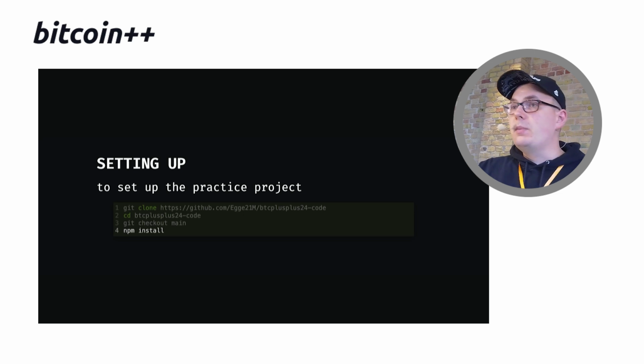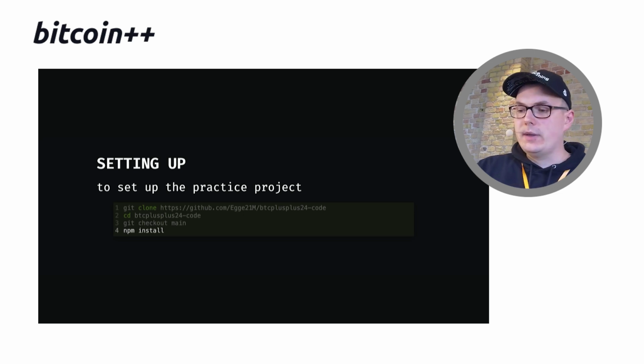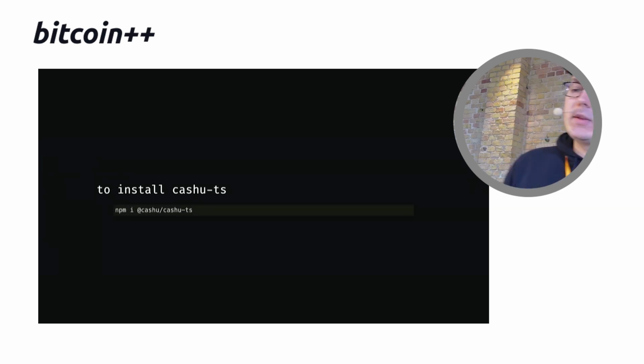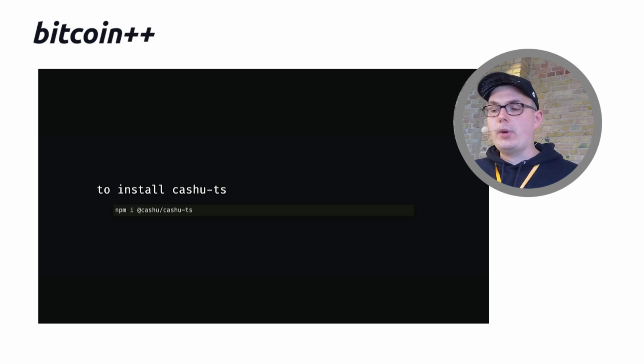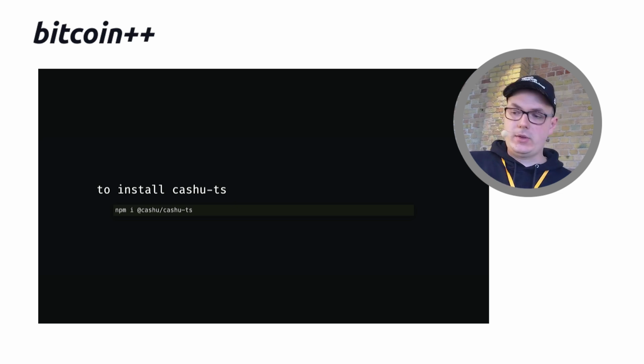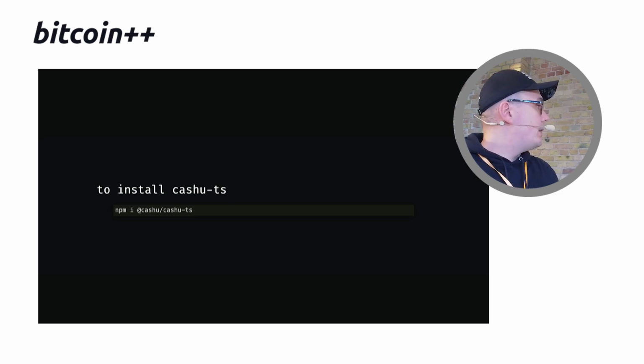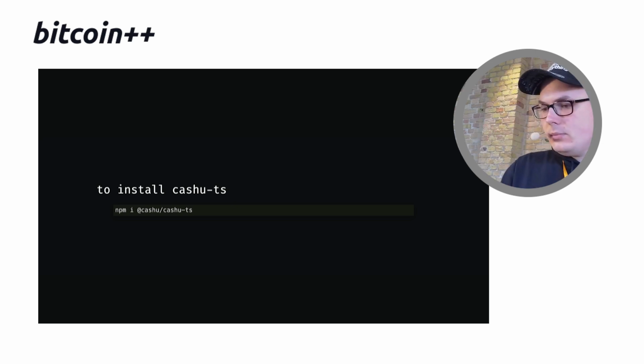The only thing that is missing in this project is cashu-ts itself. So if you want to install cashu-ts into this project or any project you want to install it to, you can do so with npm install @cashu/cashu-ts. All right.